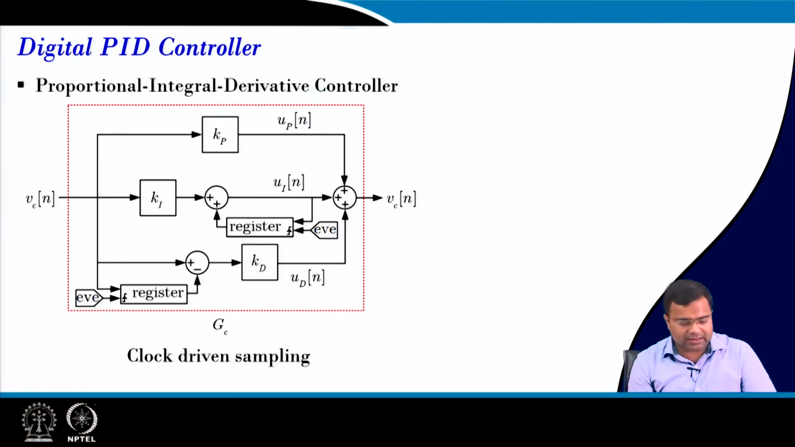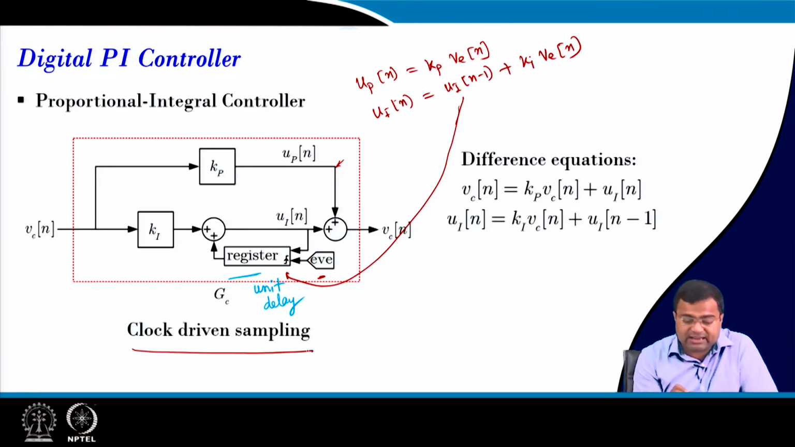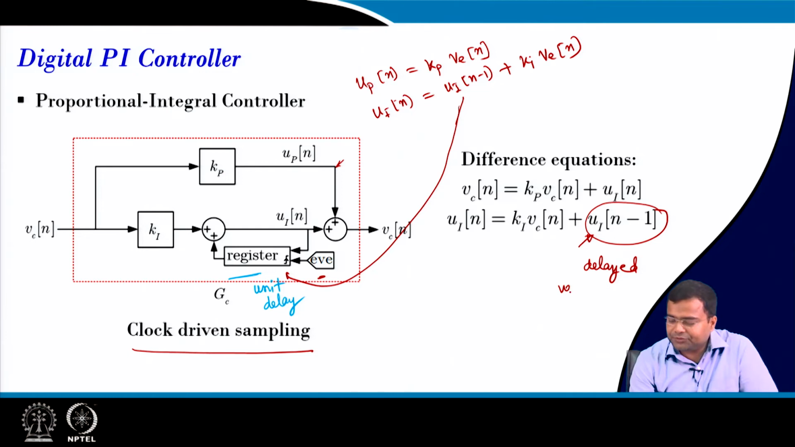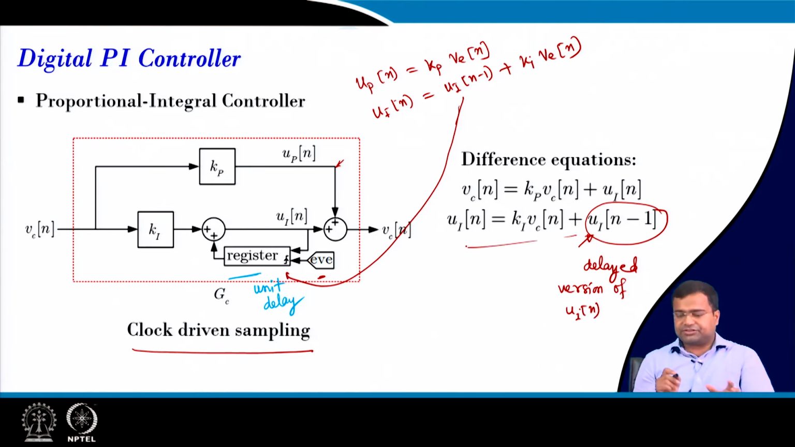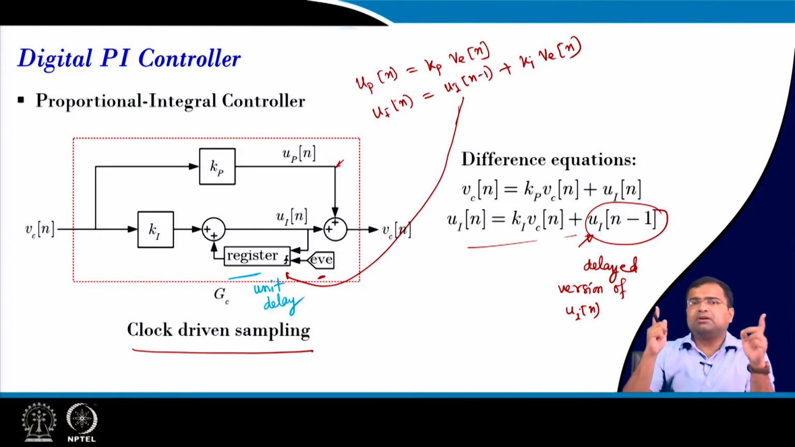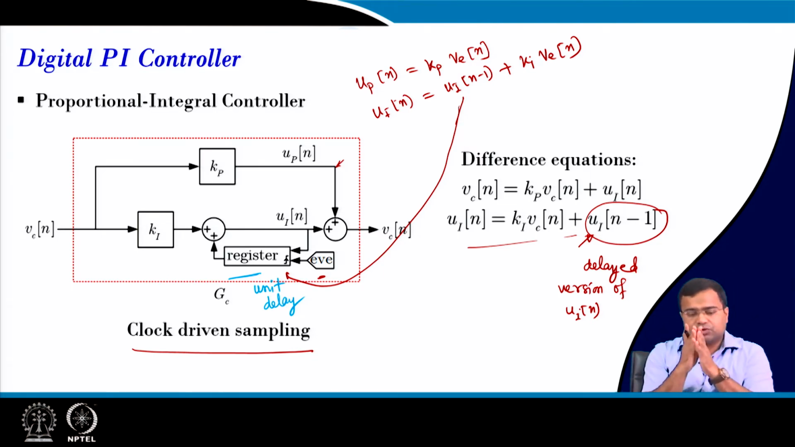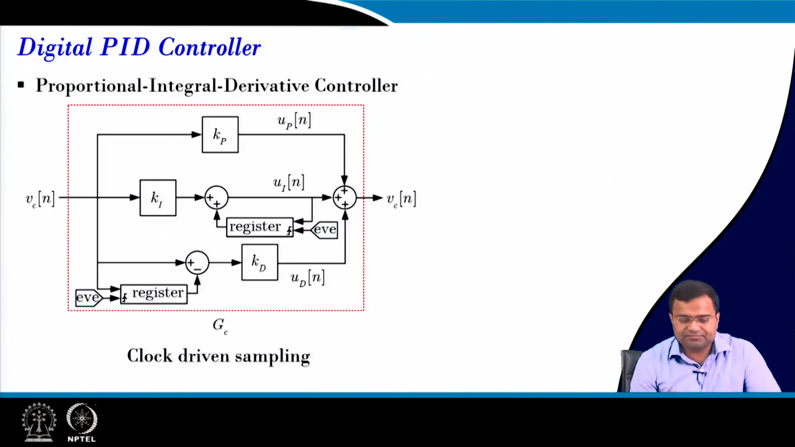Similarly, you can see it is a clock driven delay. Whatever difference equation you are getting, the one cycle delay of this portion is nothing but a delayed version of ui of n. This delay will happen with respect to clock. Although it is a 1 unit delay, we also want to customize the age of updating as well as the age of delay. So, it is not completely like a transfer function.